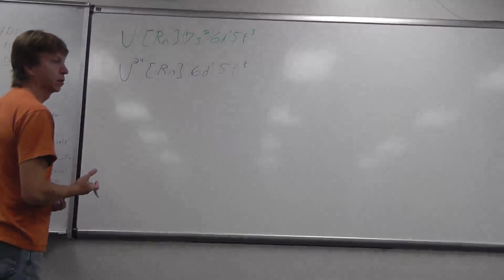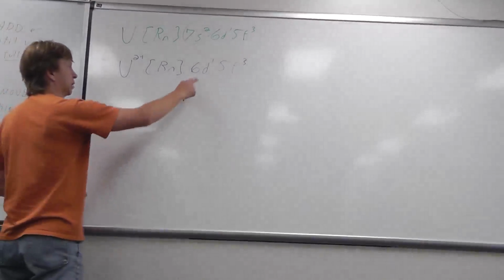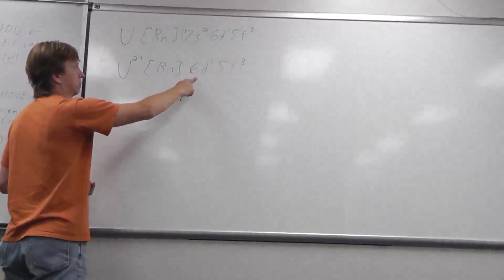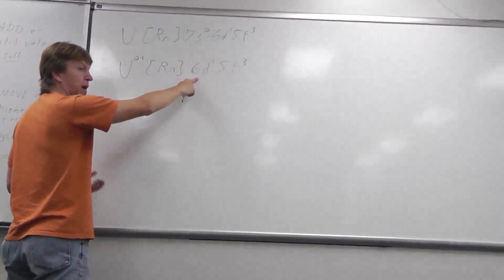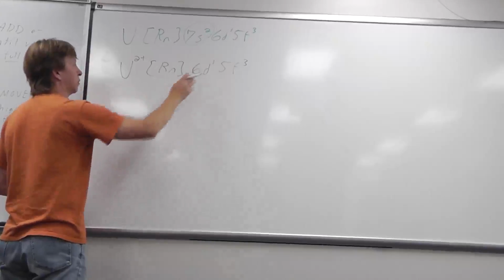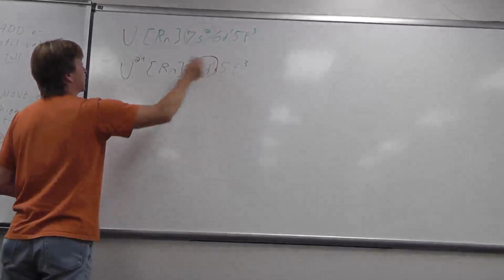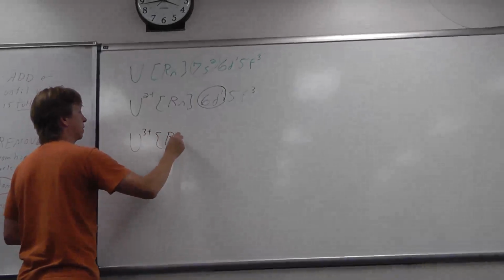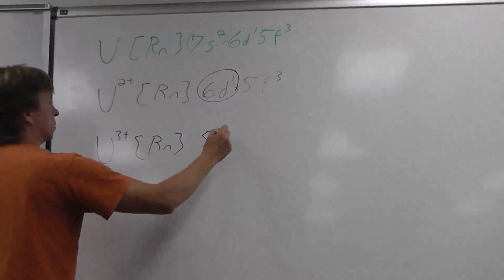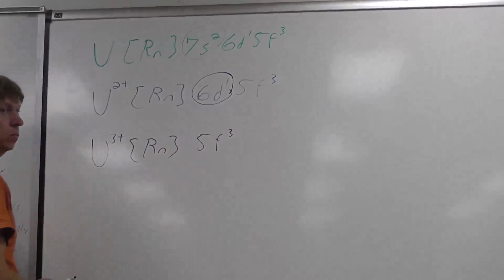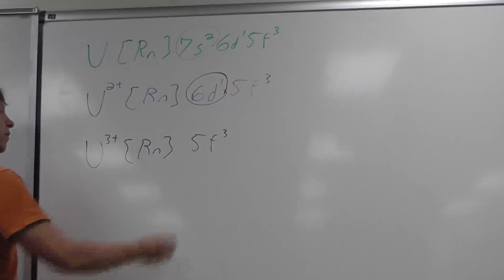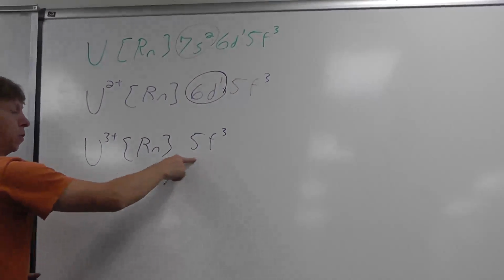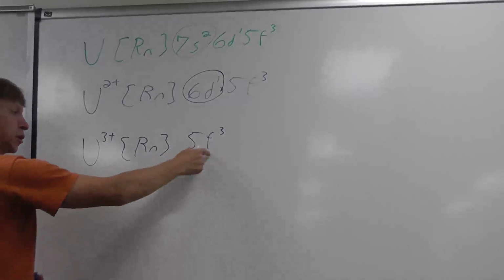What would be the next thing to look at? 6D. Is that symmetrical? Full, half full? No. And so that can go as well. So this would be the next thing you got. That would convert your uranium 2 to a uranium 3. And then we look at this. Is that full or half full? No. And so we can start removing from there.